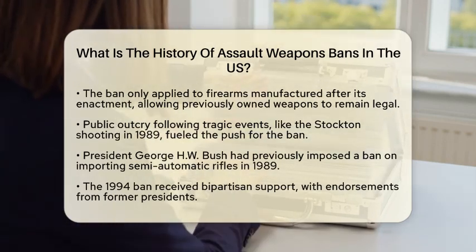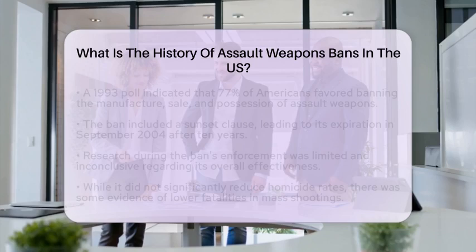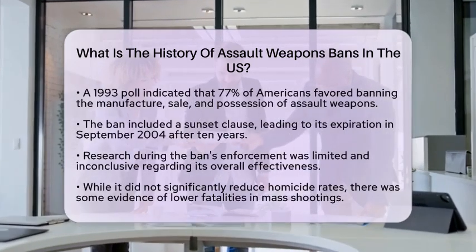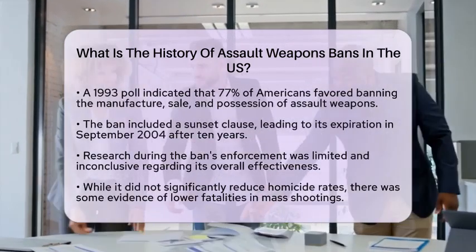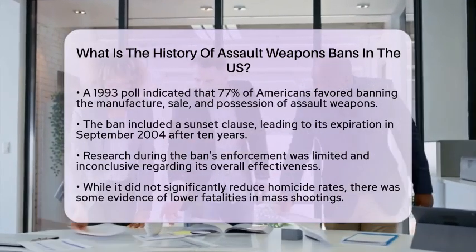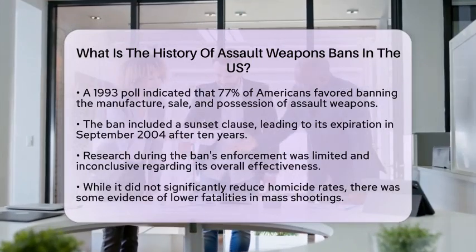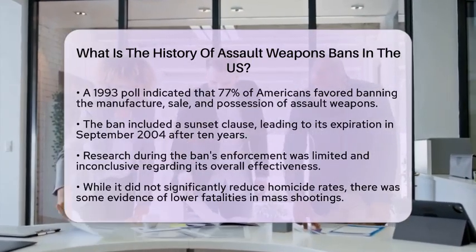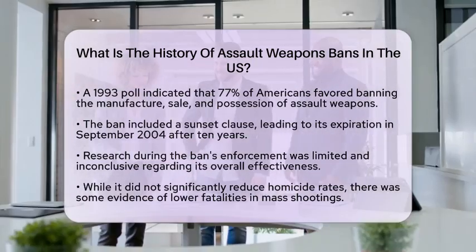A poll from 1993 showed that 77% of Americans supported banning the manufacture, sale, and possession of such weapons. The ban included a sunset clause, meaning it was set to expire after 10 years. This expiration occurred in September 2004.